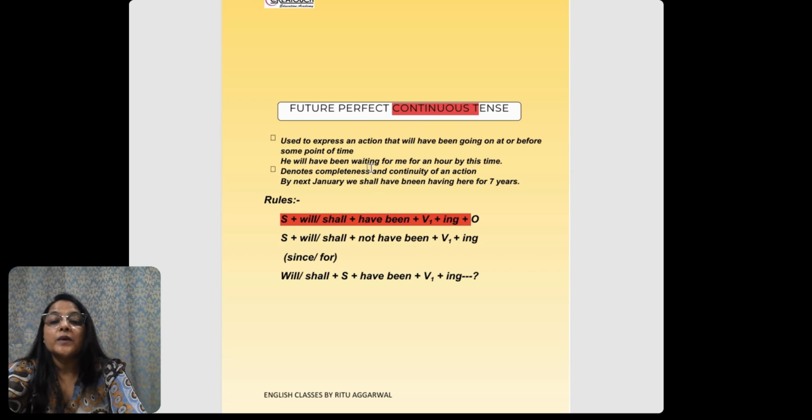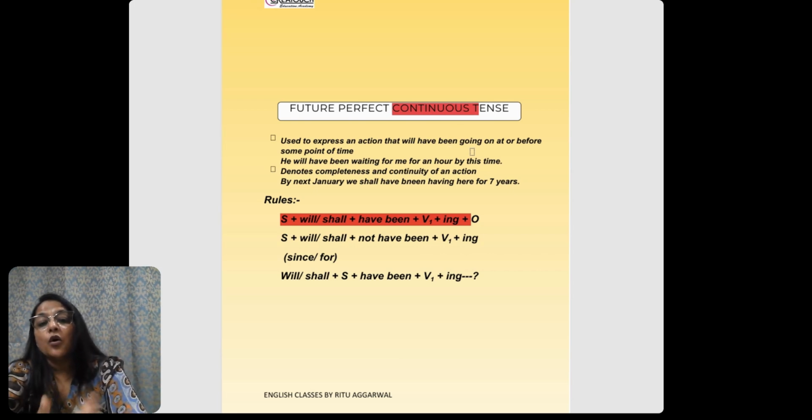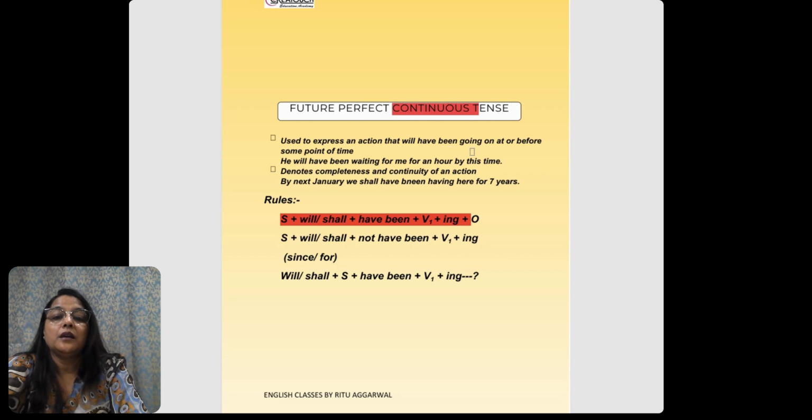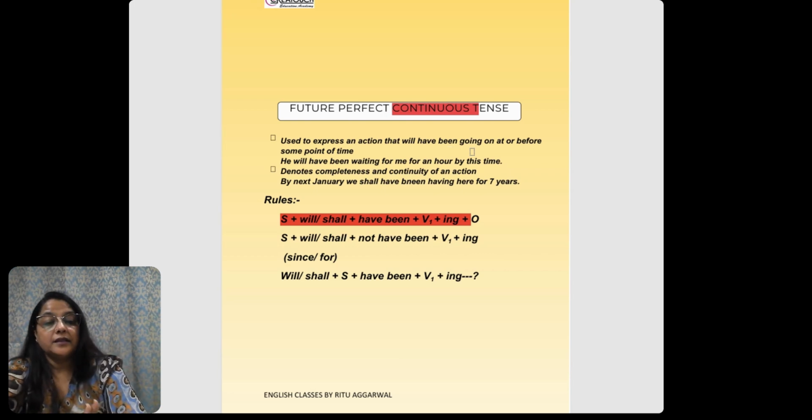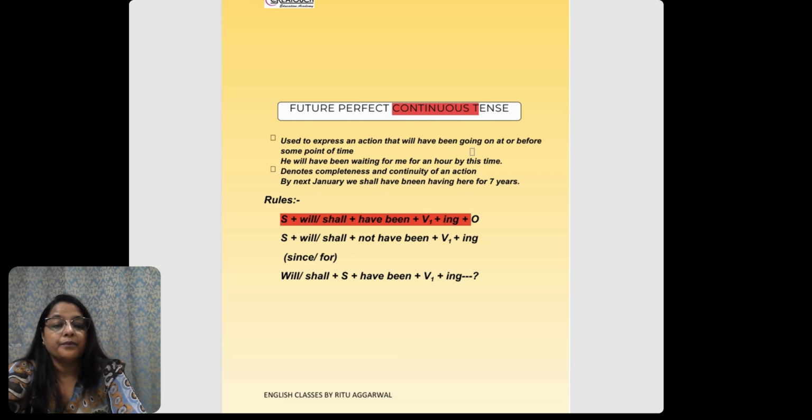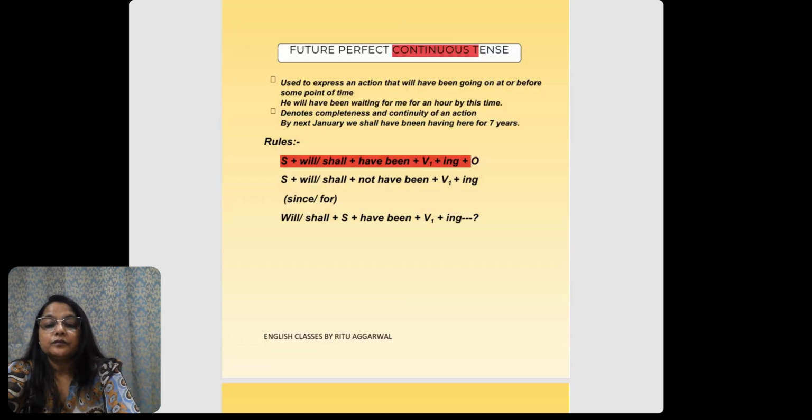So how is future perfect continuous tense recognized? It is used to express an action which is taking place and will have gone on at or before some point of time. For example, he will have been waiting for me for an hour by this time. By next January, we shall have been living there for 7 years or 5 years, whatever the time is. Right? So this is how you talk about tenses.